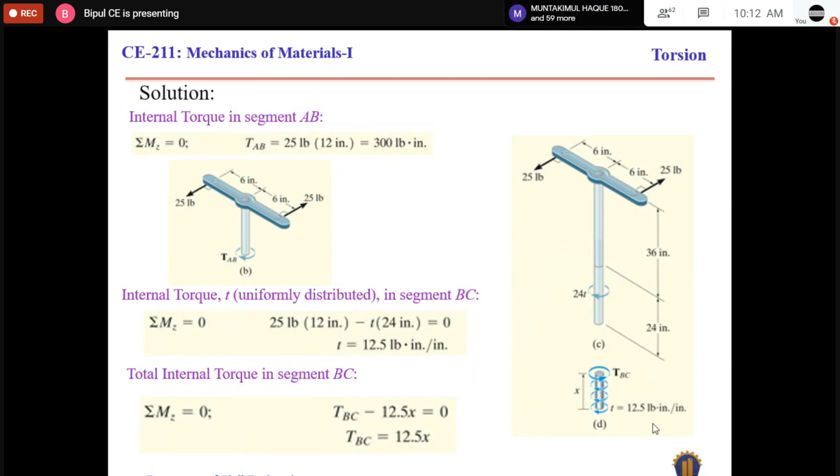So we can develop a general expression for the internal torque for the length BC, where this point is B and that point is C. To do that, we take a small segment of length x. The uniformly distributed torque is 12.5, so the internal torque will be 12.5 times x. That is the internal torque in the segment BC.